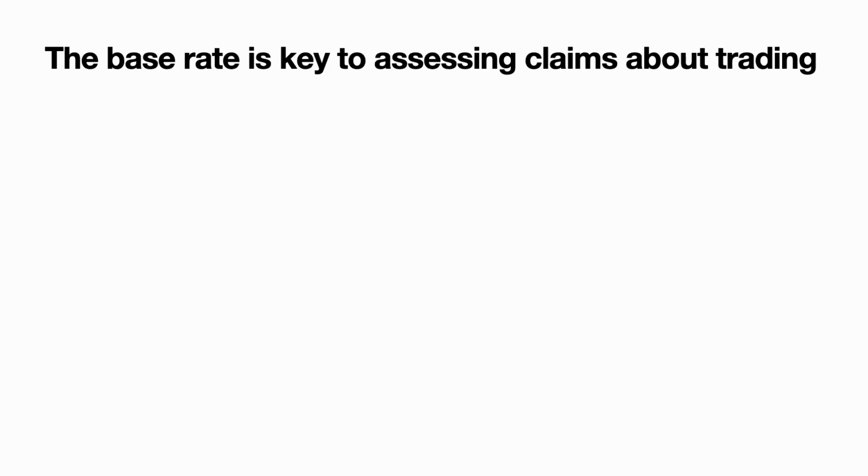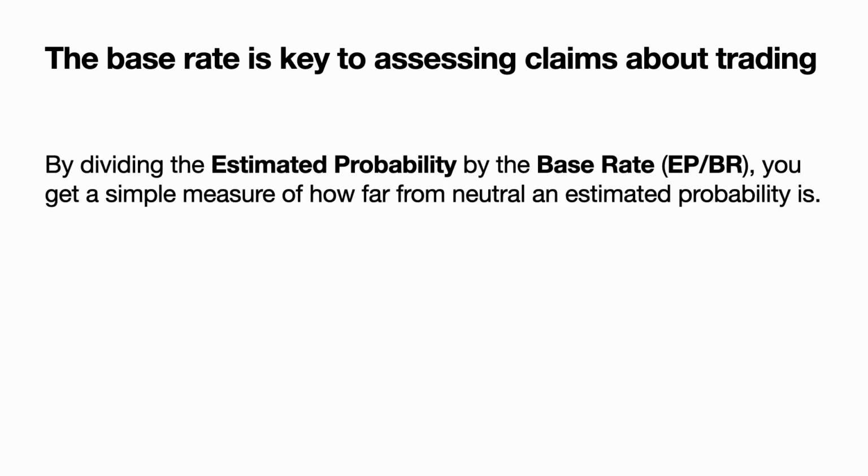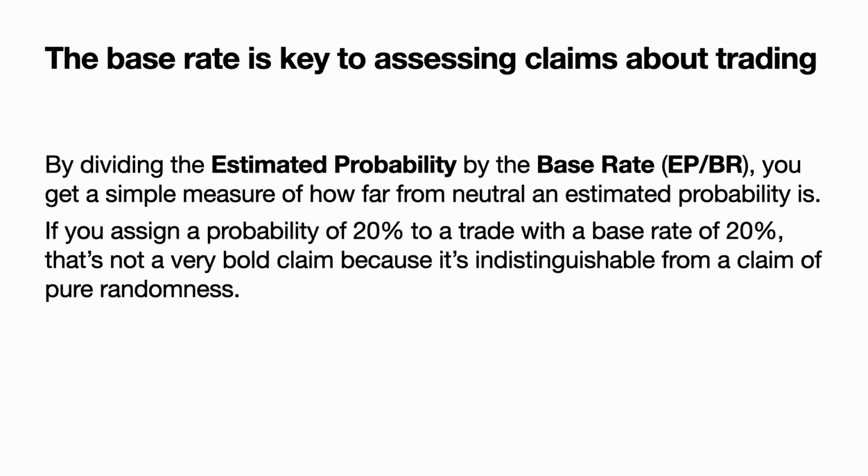Second, the base rate is key to assessing many claims about trading. By dividing the estimated probability by the base rate, this is what I call EPBR, you get a simple measure of how far from neutral an estimated probability is. If you assign a probability of 20% to a trade with a base rate of 20%, that's not a very bold claim because it's indistinguishable from a claim of pure randomness. The EPBR would be 1.0.